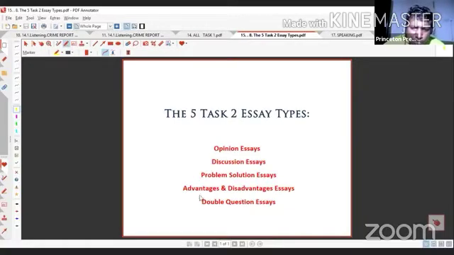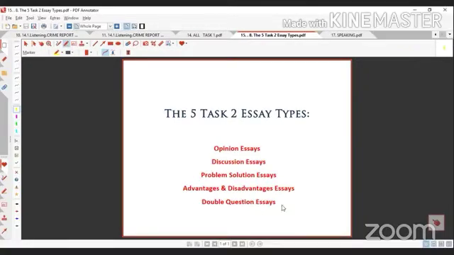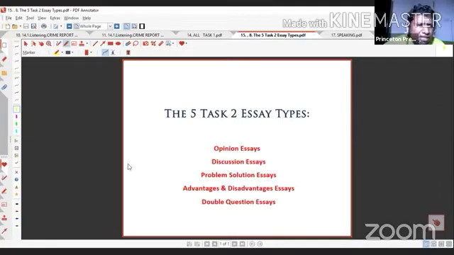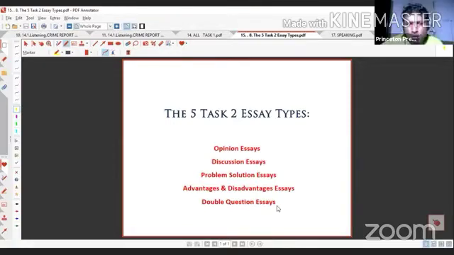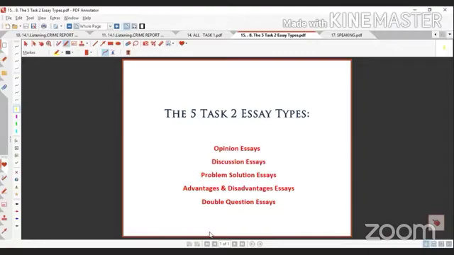Today, we are going to talk about the double question essay. Can anybody give me an example? What's a double question essay? You might get any of these. There's no guarantee which one you'll get, but be prepared for everything. Every day, we'll discuss one type of essay. So today we are going to discuss the double question essay. Any idea about the double question essay?